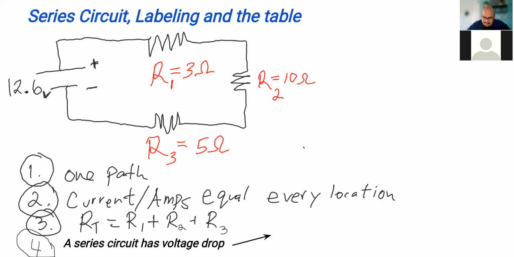Now, we have quite a bit of information here in our series circuit on the left. So we're going to create a table. Okay, so I'm going to start off my table right here.